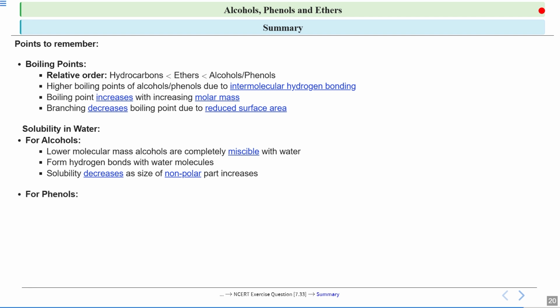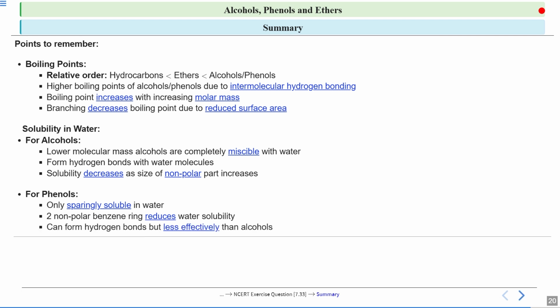Next, if we talk about phenols, we said that phenols are only sparingly soluble in water. Because the non-polar benzene ring reduces water solubility; the benzene ring to which your hydroxyl group is attached is non-polar. So if it is non-polar, it will reduce the water solubility. It can form hydrogen bonds, but less effectively than alcohols.